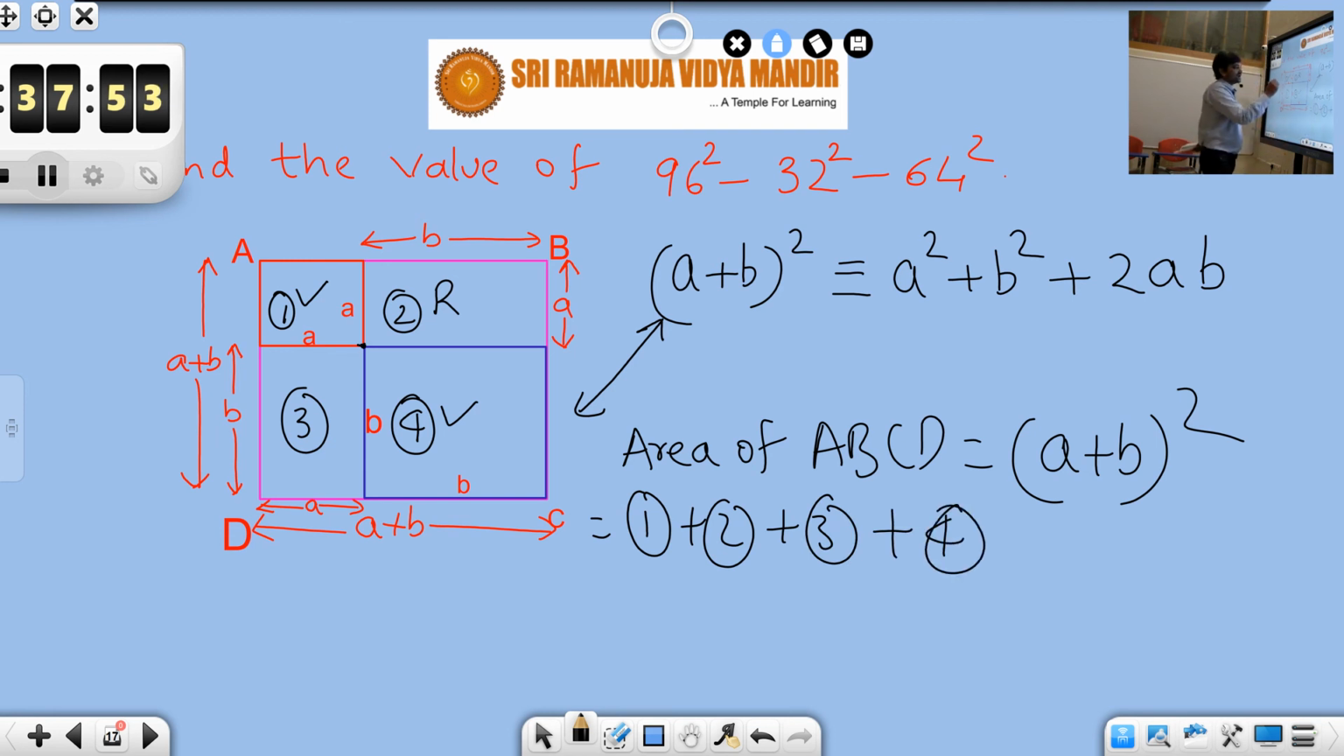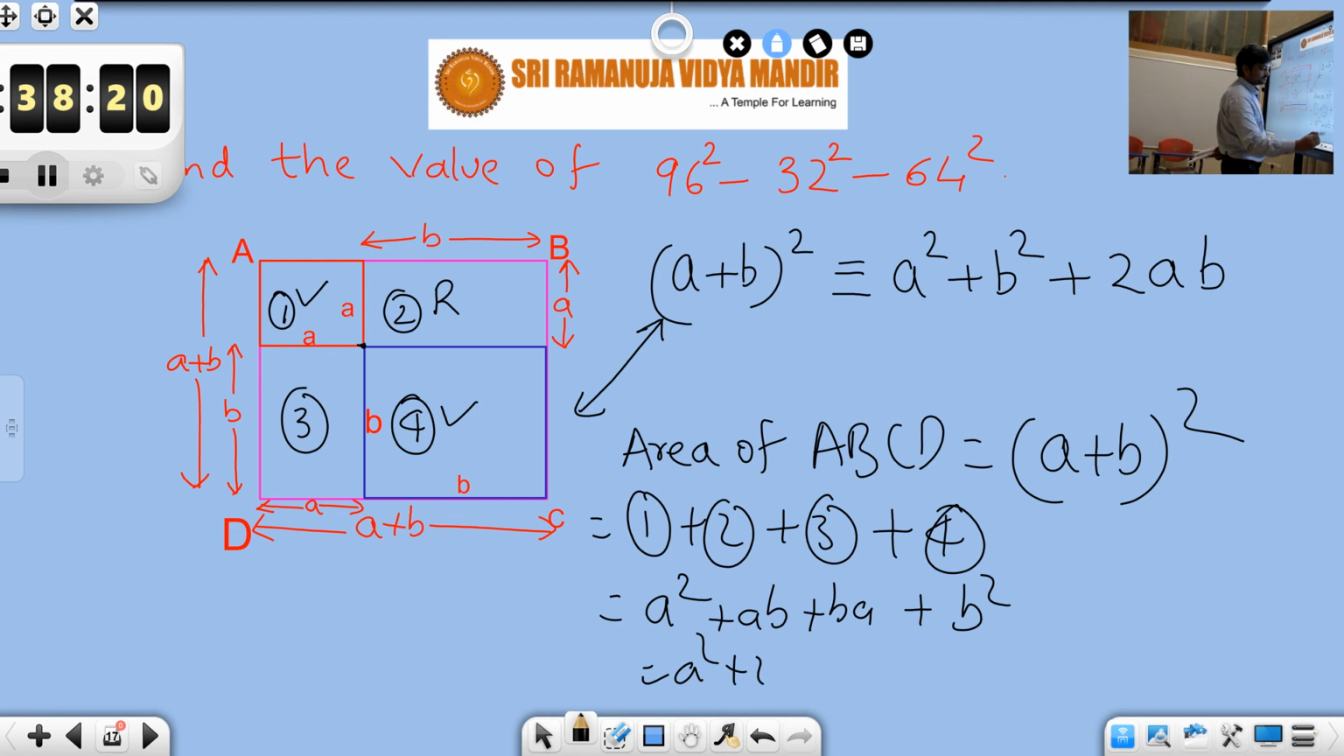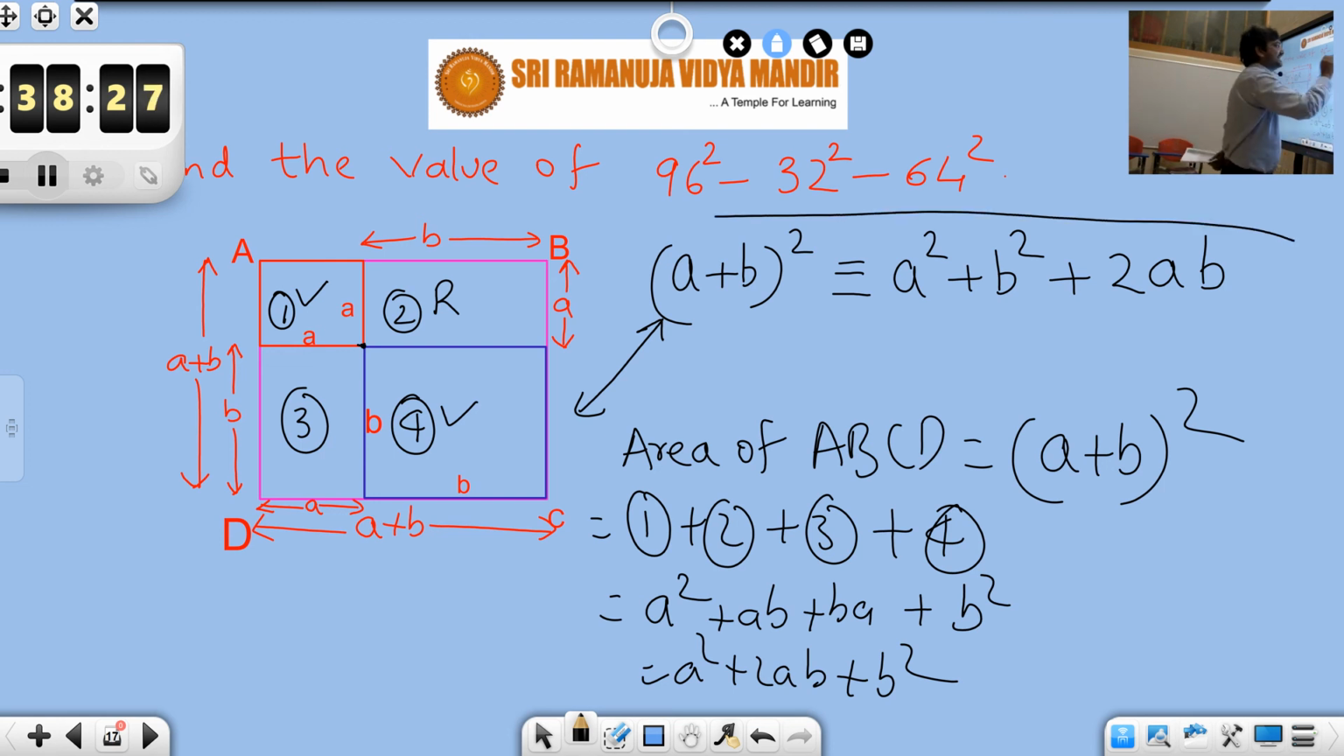But if we look at the area of region 1, that is a square whose side is A, so that is equal to A square. Area of square formula, side square. Again, if we look at 4, this is also a square whose side is B. And these are rectangles whose sides are A and B. So, this will be AB plus BA. Okay, students. So, this is the identity. Anyway, just remember this identity.